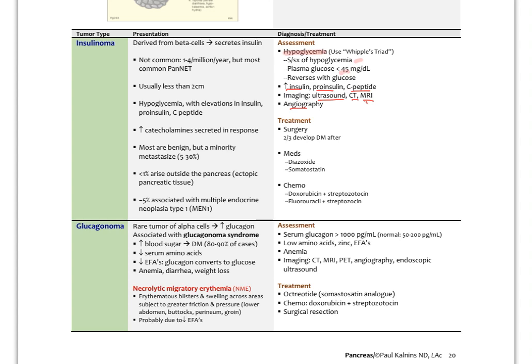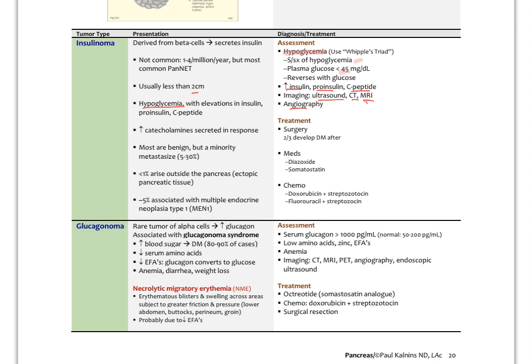Usually these are about 1 to 4 per million a year, but it's the most common of all the PanNETs. Usually the tumors are less than 2 centimeters, and again, our classic symptoms of hypoglycemia are going to be the most prevalent. So patients with unexplained hypoglycemia would be something to look into, especially if they had hyperinsulinemia, high insulin here.